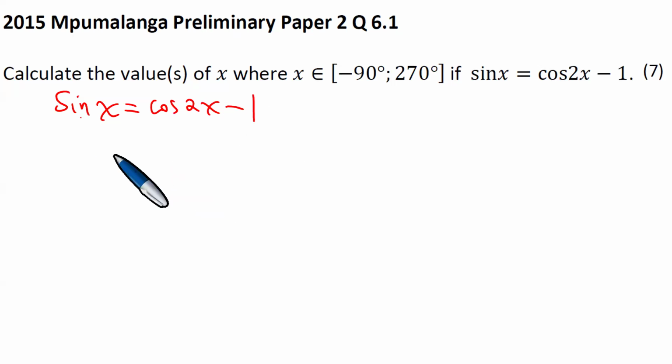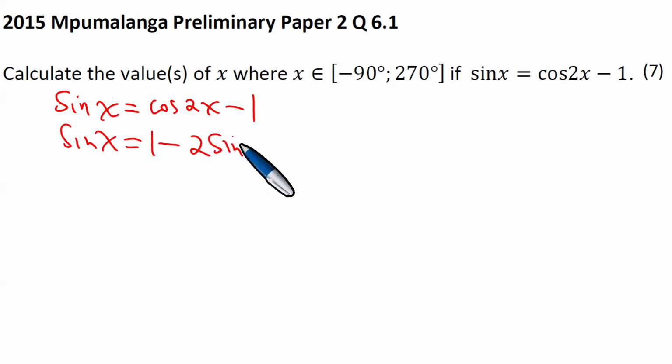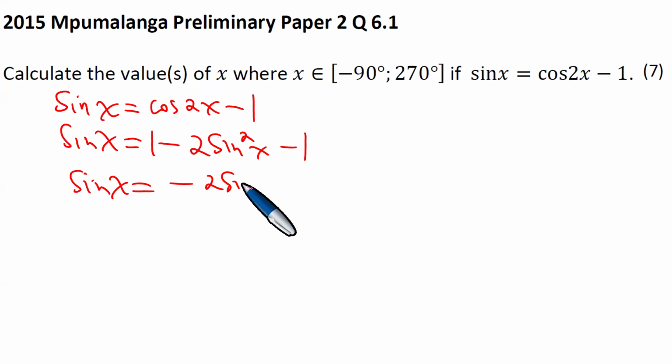Okay, we need to solve, which means that cosine 2x is 1 minus 2 sine squared x, so 1 minus 2 sine squared x minus 1. And then what do we get? The 1 minus 1 is 0. And this is actually sine x equals -2 sine squared x. We don't divide here, because if you divide both sides by sine x, we're going to lose solutions.